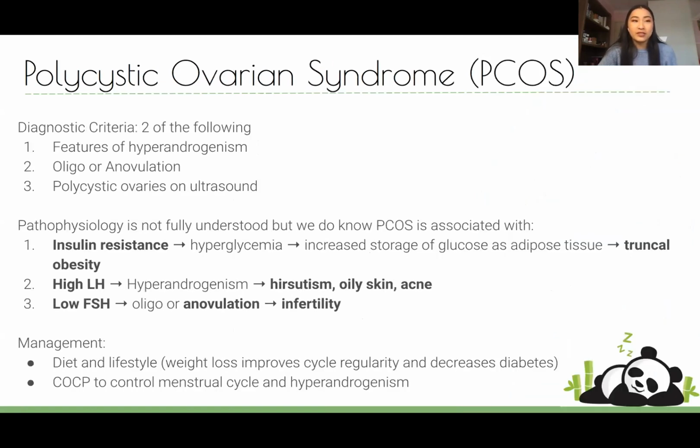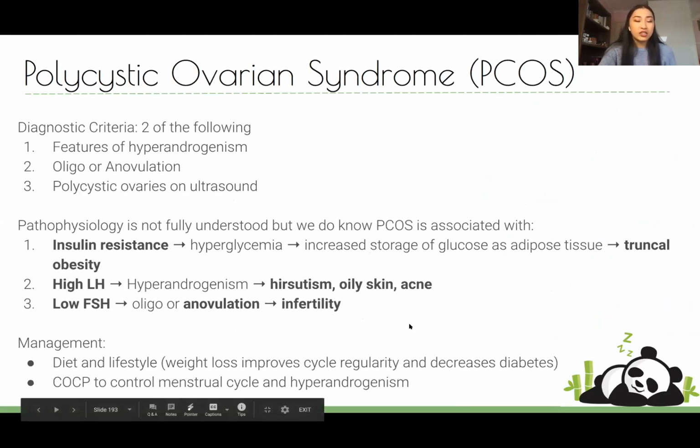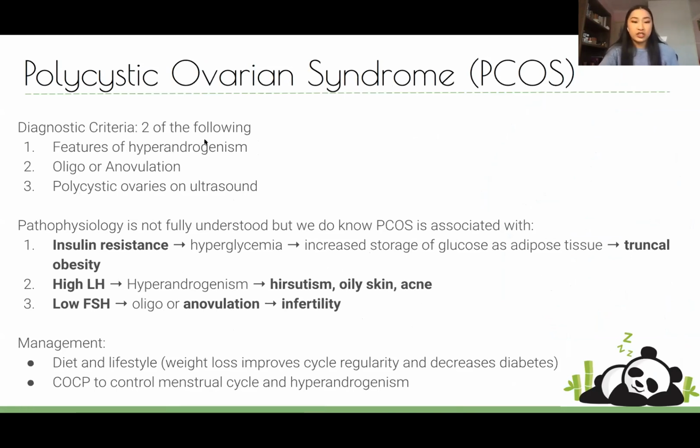Okay, PCOS. Just know the bare bones, the important stuff. I know that PCOS is very confusing and you can go into endless depth with it, but I think this is really the most important stuff to know. The diagnostic criteria of PCOS is any two of: hyperandrogenism, so high levels of testosterone; oligo or anovulation, so no period; and polycystic ovaries on ultrasound.